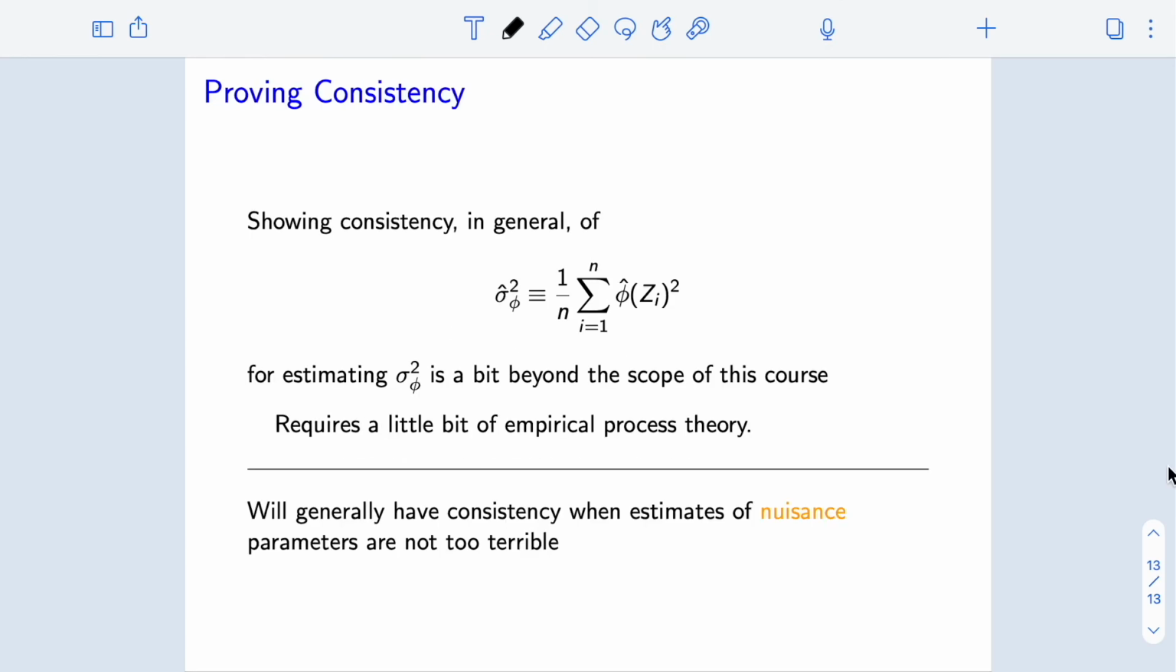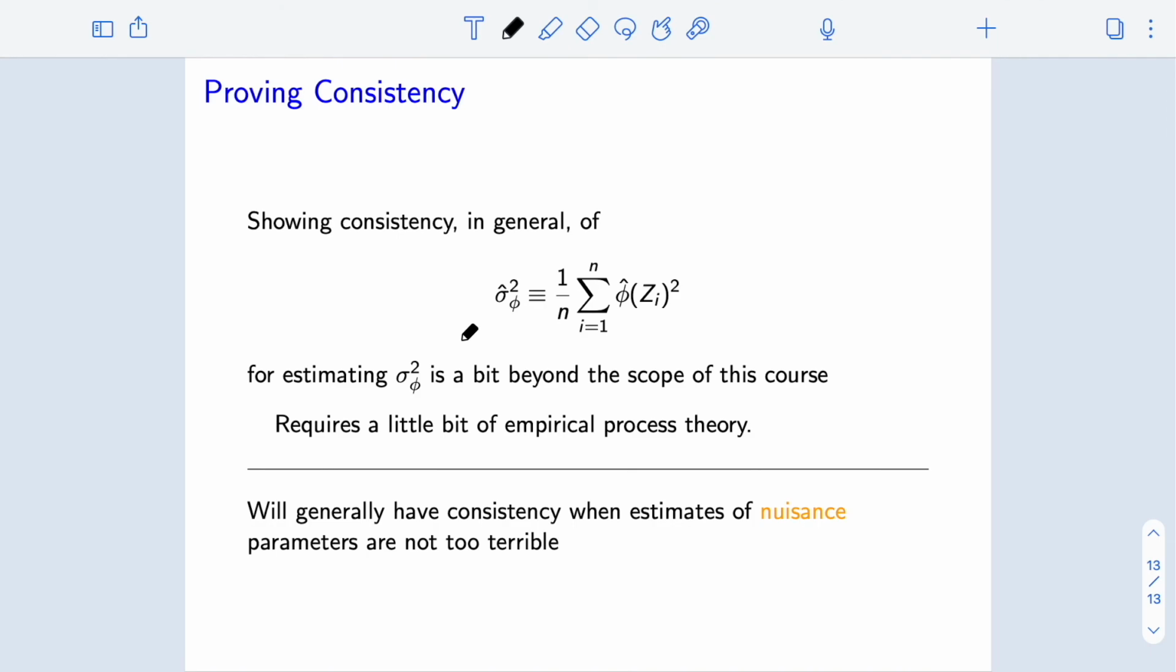One tricky piece that we're not going to engage with in too much detail in this course is showing consistency of these estimates of the variance of the influence function, where we've plugged in a version of our influence function where we have used estimates for unknown parameters. It's a bit beyond the scope of this course. It requires a little bit of empirical process theory. In general, so long as you estimate these nuisance parameters, or whatever parameters you have to sub out here, reasonably well, then this estimator will be consistent. But again, that formal calculation is a little bit beyond us.